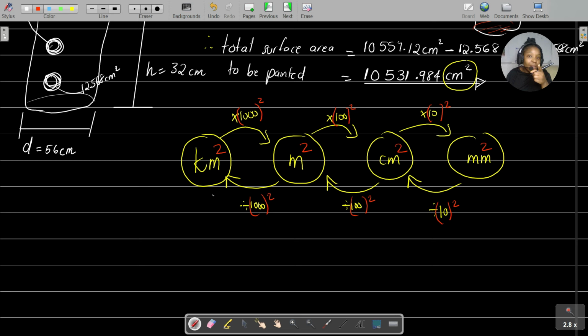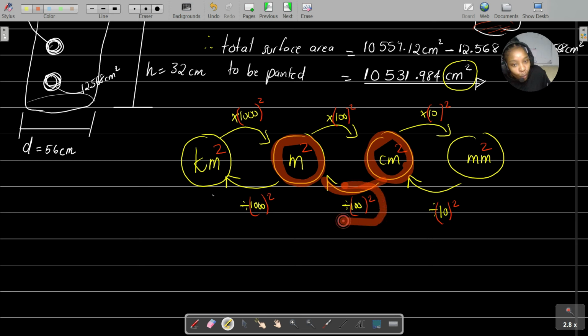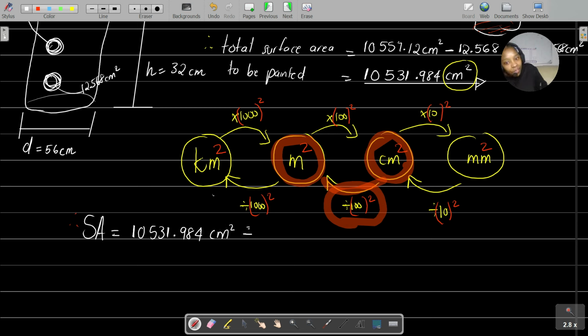So now how will we convert that 10,531.984 centimeters squared to meters squared? Easy now. We are moving from centimeters squared and we want to go to meters squared. We are not going to divide by 100, ladies and gentlemen, but we are going to divide by 100 squared. So therefore, the surface area is equal to that 10,531.984 centimeters squared, converted to meters squared, so you divide by 100 squared.